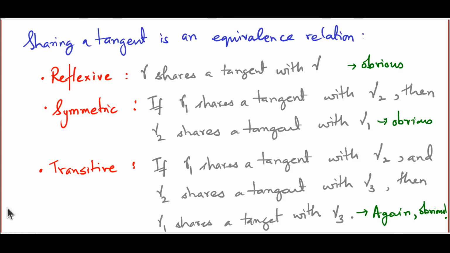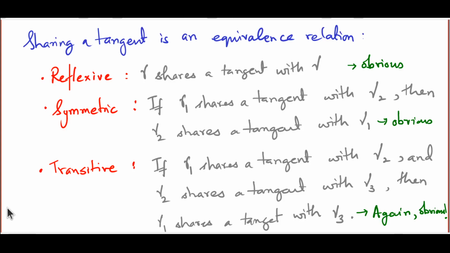Frankly, an equivalence relation is basically a generalization of the notion of equality. And since here we have defined the notion of sharing a tangent using the result that something is equal between gamma 1 and gamma 2, the two curves which share a tangent, it should be obvious that an equivalence relation is just what this one is.